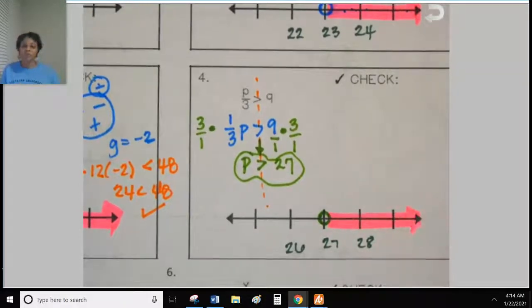And remember, anything along that line will make that statement true. 29 is greater than 27. 30 is greater than 27. 27 and 3/10 is greater than 27. All of those things will make it true. So what I want you to do is go in and practice. And please remember, if you multiply or divide by a negative, we want to reverse that symbol. Good luck.